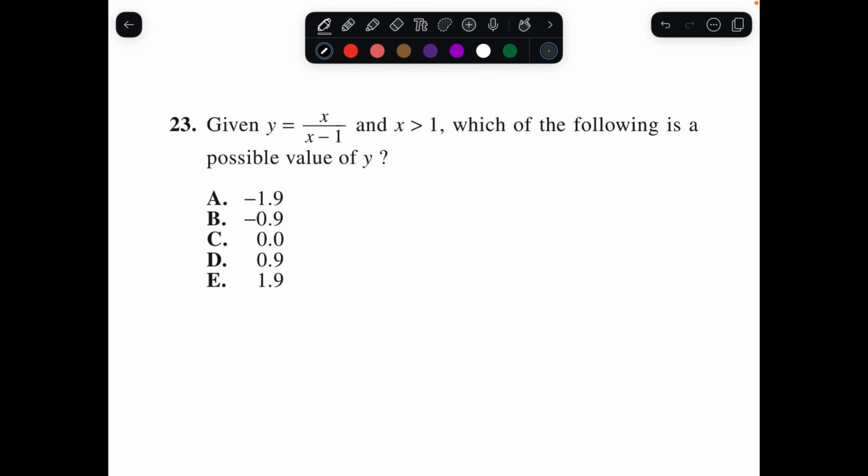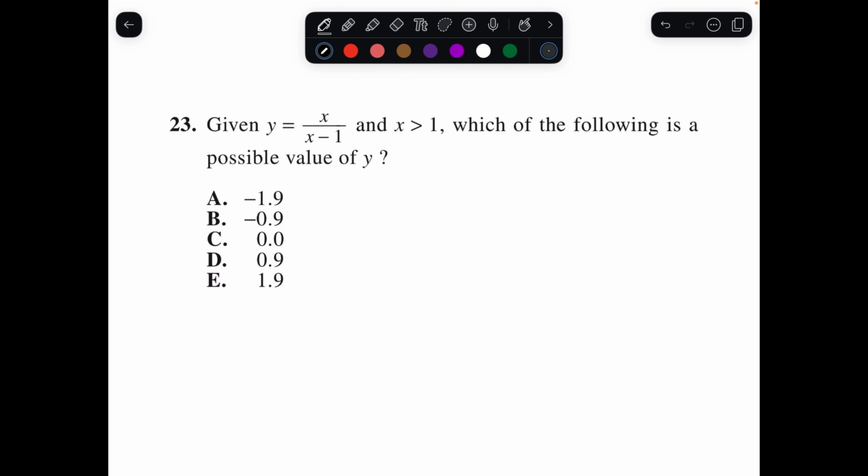Hello, welcome back. In this video, I'm going to be going over 3 ACT math questions. For all these problems, I recommend pausing the video first and trying the problems yourself before you see me solve them. Without wasting any time, let's get into it.